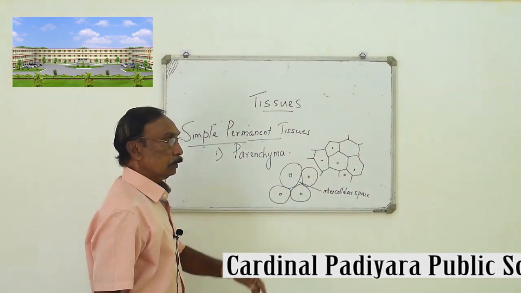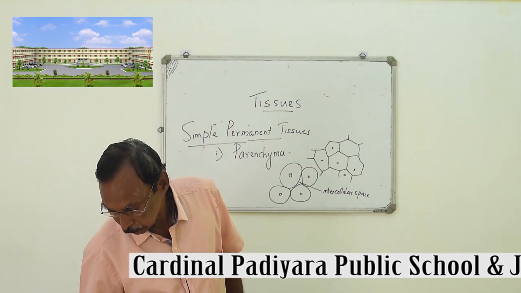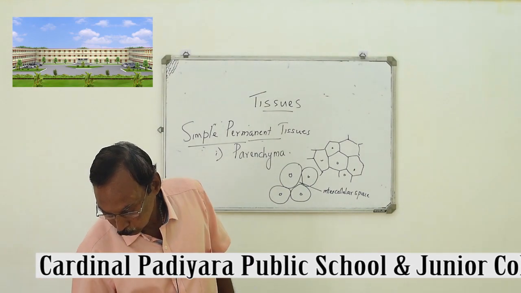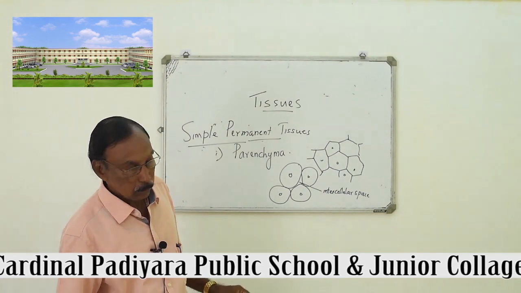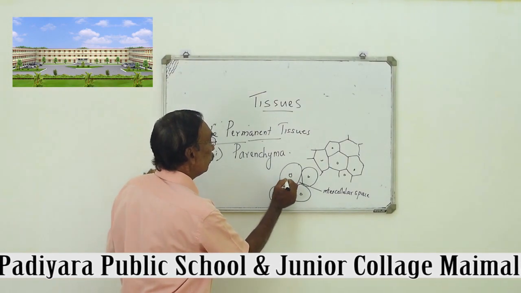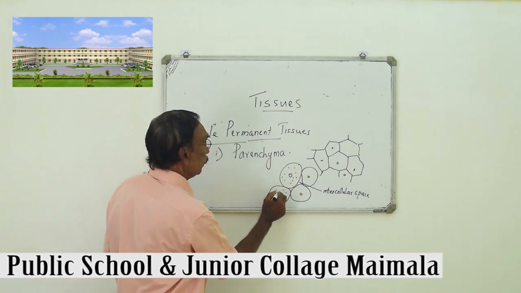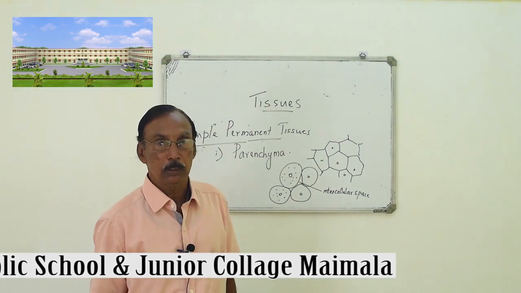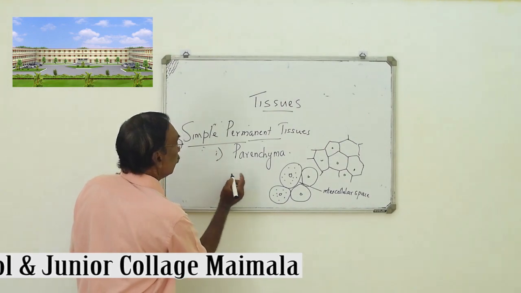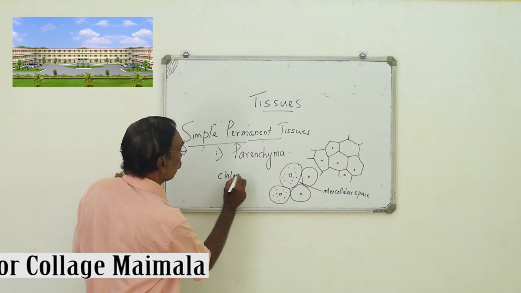And this is one of the most important tissues, and mainly this one is for storage, to store food. Sometimes you can see it may contain chloroplast, green colored chloroplast may be there, and if there is chloroplast in parenchyma, we call it chlorenchyma. So parenchyma with the chloroplast is called chlorenchyma.